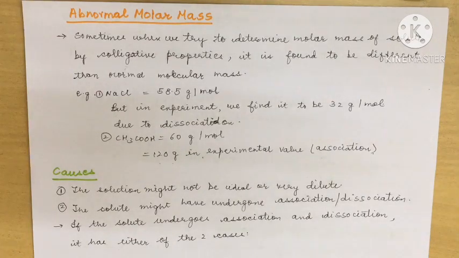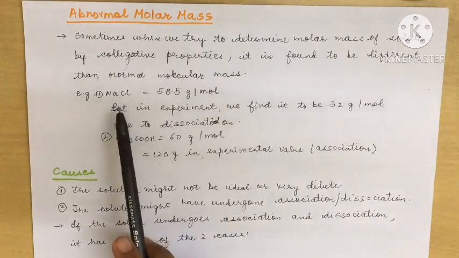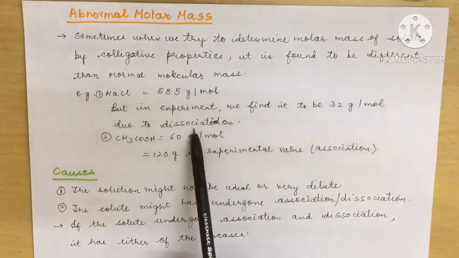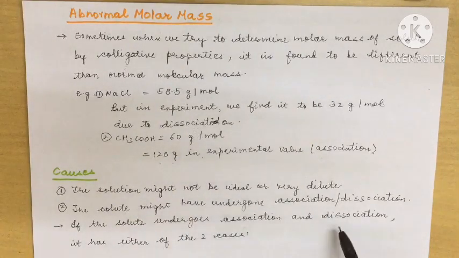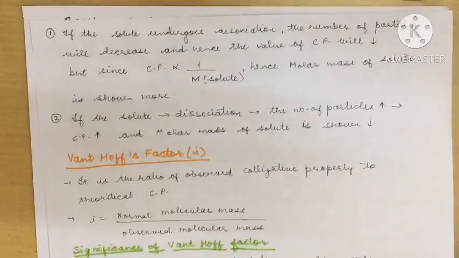The second is when the solute might have undergone association or dissociation. What happens is that the solute which is present inside the solution undergoes association or dissociation. In this condition we had NaCl solution. The solvent was water, but the solute had undergone dissociation. So in the solution, the solute might undergo association or dissociation. It has either of the two cases. Now we'll see what these two cases are.